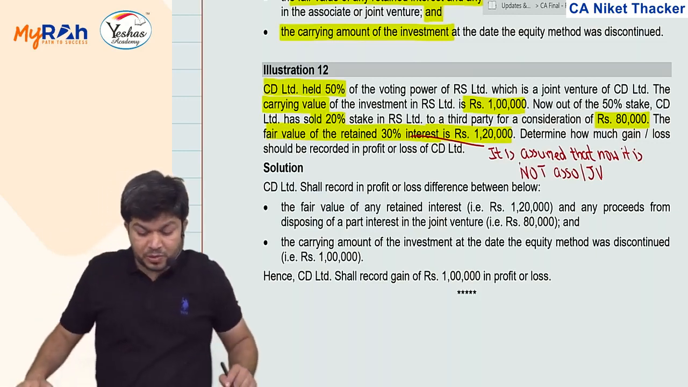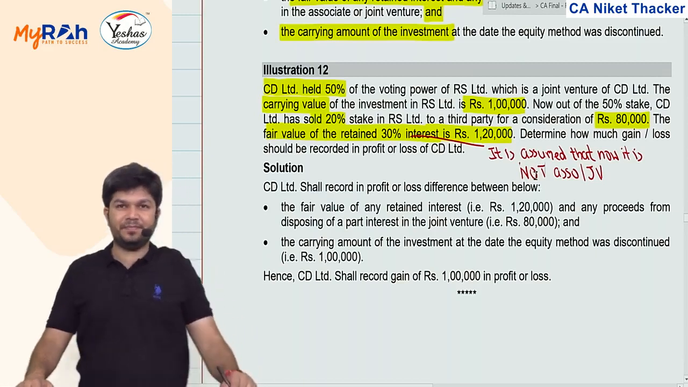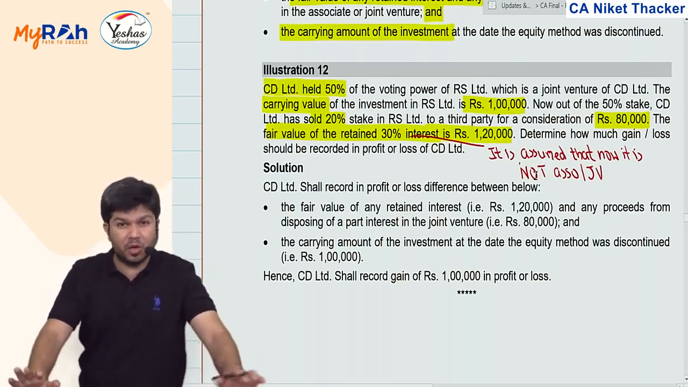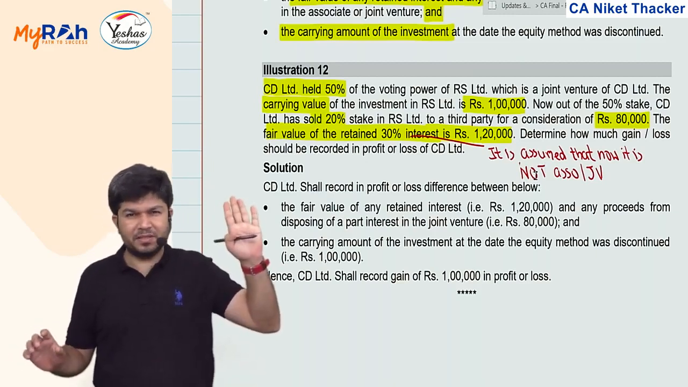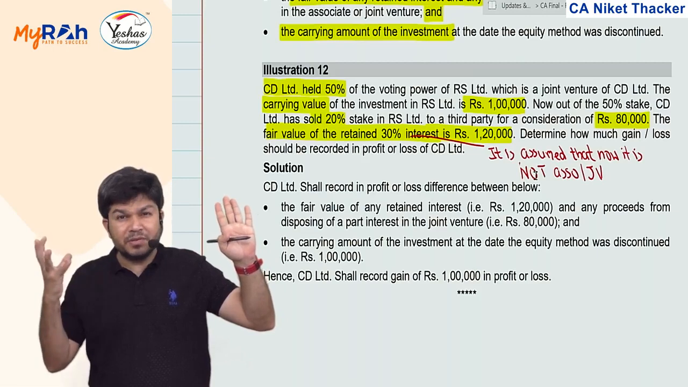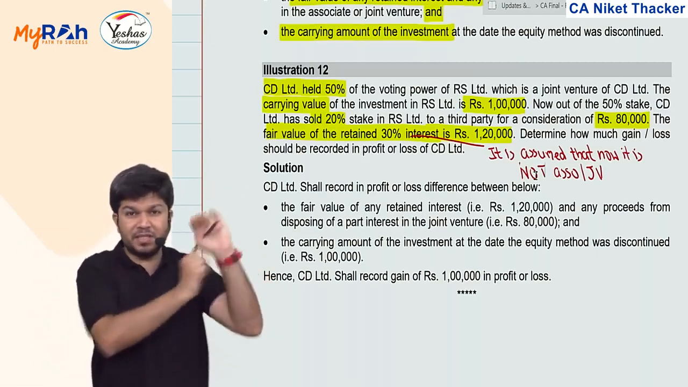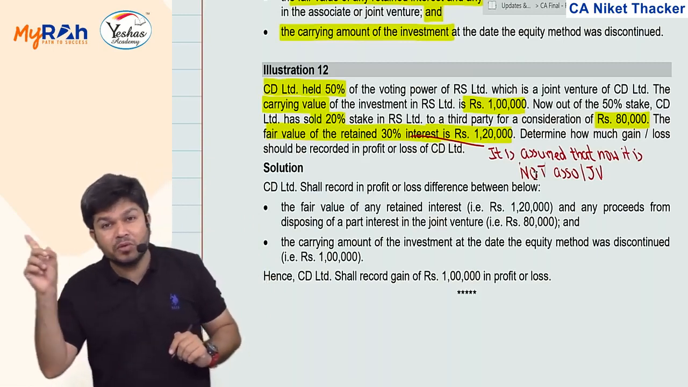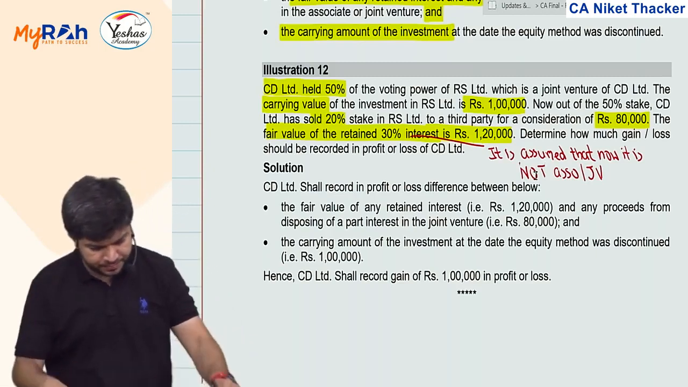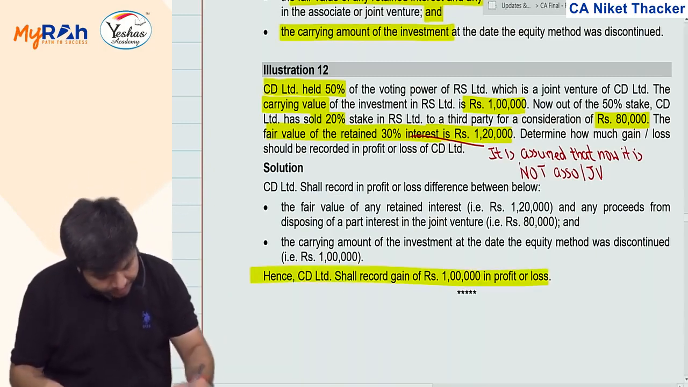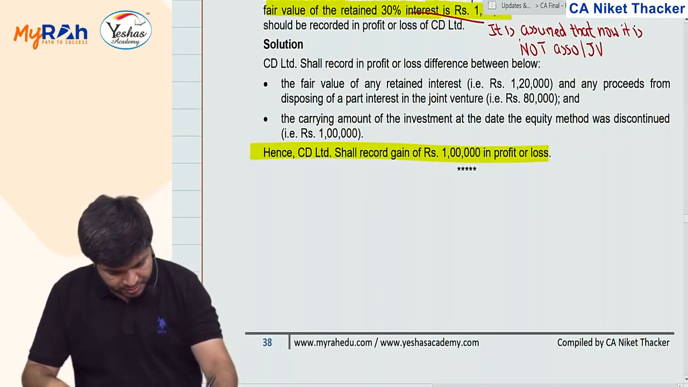Okay, so now it's not associate or joint venture. So equity method will not come. Now we received 80. And the remaining which we have, uska fair value is 120. 80 plus 120. So 2 lakh, carrying amount goes away 1 lakh. Net 1 lakh will be profit. Okay. I just write a note over here.